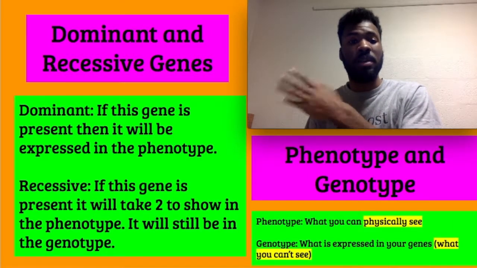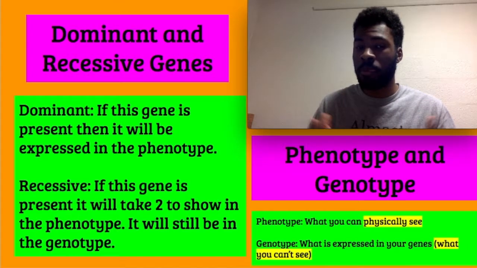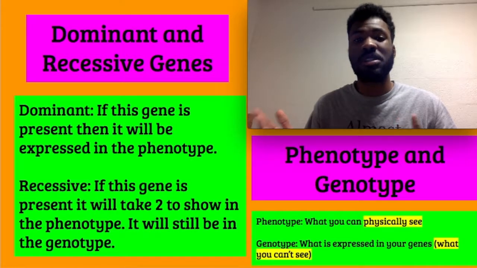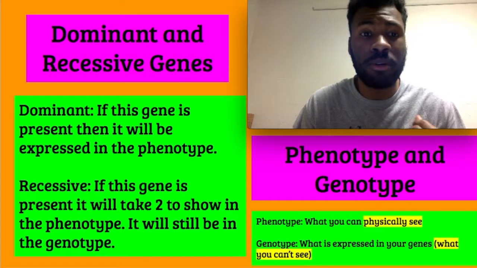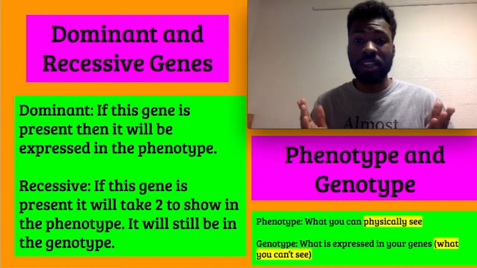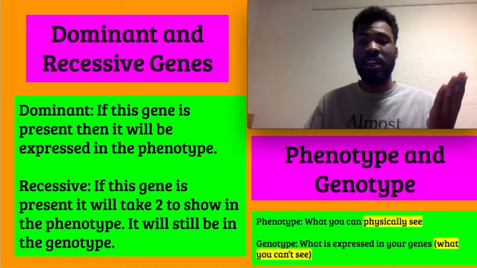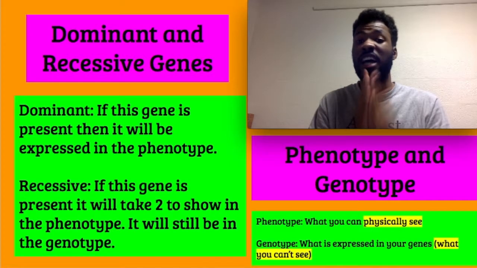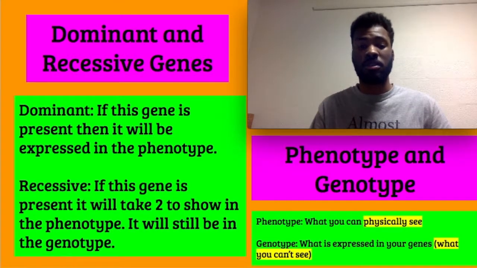Now we're going to go over dominant and recessive genes. A dominant gene is expressed by a capital letter in the Punnett square. As we've seen before, there are capital letters and lowercase letters. For a dominant gene, if the gene is present, then it will be expressed in the phenotype. So if a capital letter is in the genotype, you will see it in the phenotype. For example, if we have a capital T and a lowercase t, you put them together, you have capital T, lowercase t, and you get a tall person, because no matter what, it only takes one uppercase letter for it to show in the offspring.